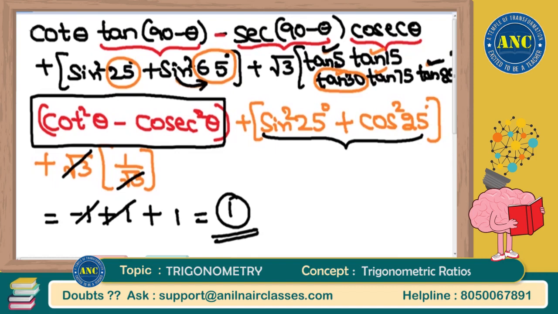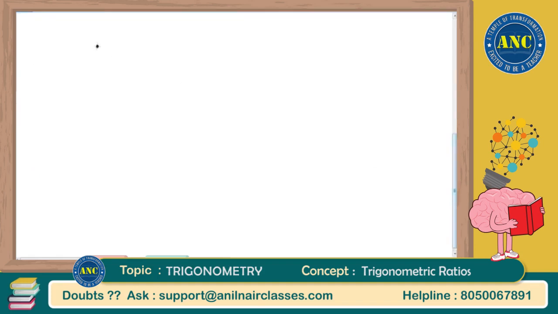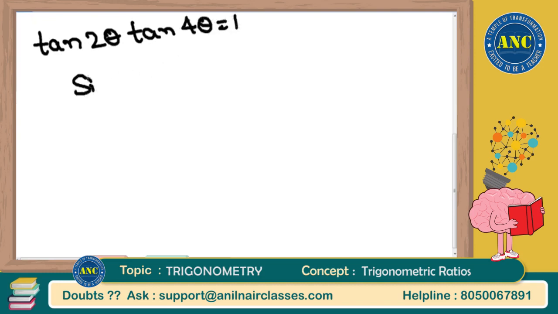Shashikant, there is a plus or into. Which question are you referring to, sir? I think you are referring to my previous question. Correct me if I am wrong, Shashikant. Tan 2 theta into tan 4 theta is equal to 1, and you need to find sin 2 theta plus cos 4 theta value, right?